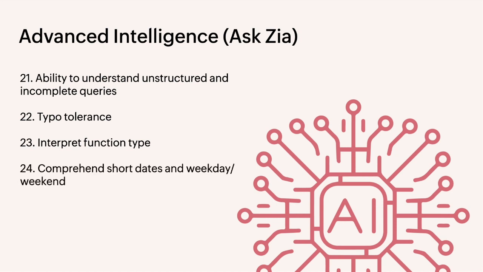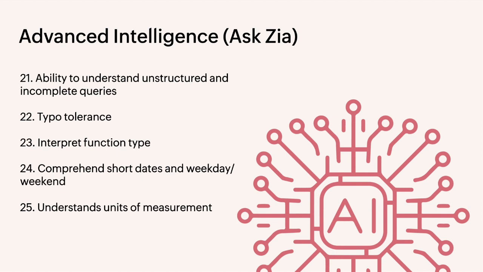Zia can now comprehend short dates and weekday, weekend. You can ask Zia, hey, can you show me the sales over the weekends for November 2020? And Zia can understand these questions. Or if you want to say MOM for month on month or YOY for year on year, you can perfectly do that as well. Zia can now also understand units of measurements like pounds, miles, and a lot more.